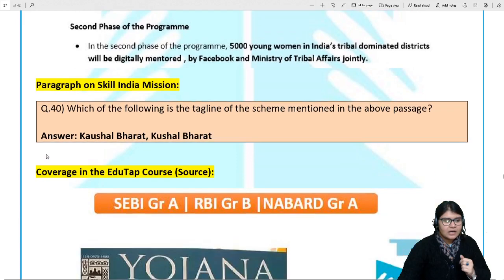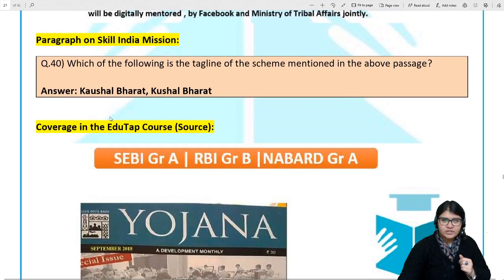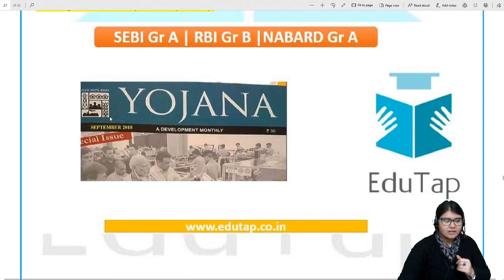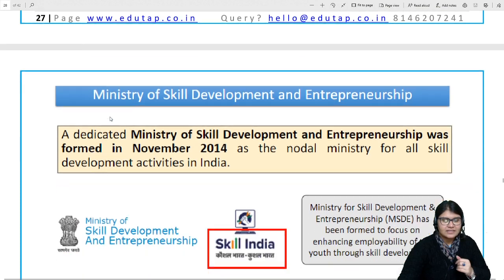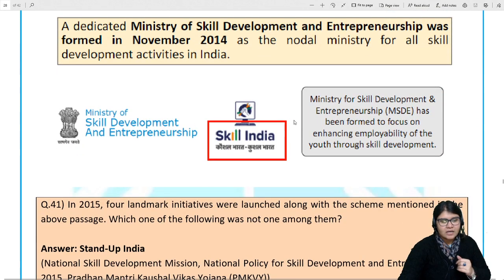Moving on, a paragraph on Skill India mission was asked. Here, which of the following is a tagline of the scheme mentioned in the above passage? Answer is Kaushal Bharat, Kushal Bharat. So this was there in the Yojana magazine that we had provided. So we had pasted a logo, plus we had the tagline given under that as well.